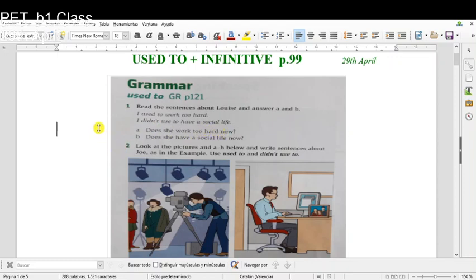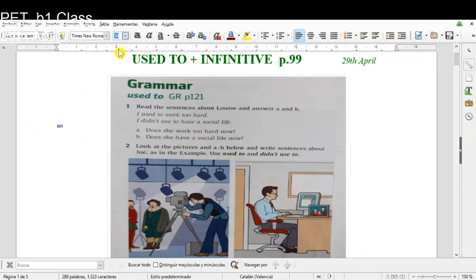Here you have very important questions. To start with the explanation. Very important. Does she work too hard now? I used to work too hard. Suele trabajar demasiado. Does she work too hard now? Ahora trabaja tanto? No. Then we have the first characteristic.